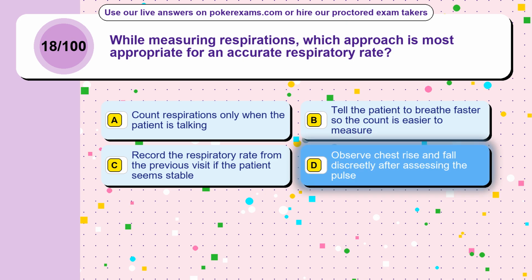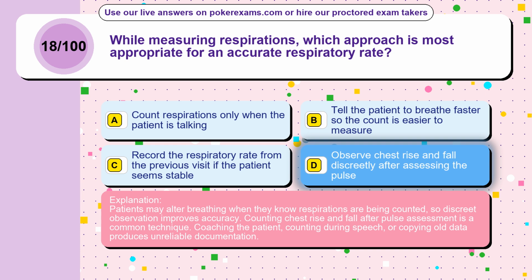The correct answer is option D. Observe chest rise and fall discreetly after assessing the pulse. Patients may alter breathing when they know respirations are being counted, so discreet observation improves accuracy. Counting chest rise and fall after pulse assessment is a common technique. Coaching the patient, counting during speech, or copying old data produces unreliable documentation.